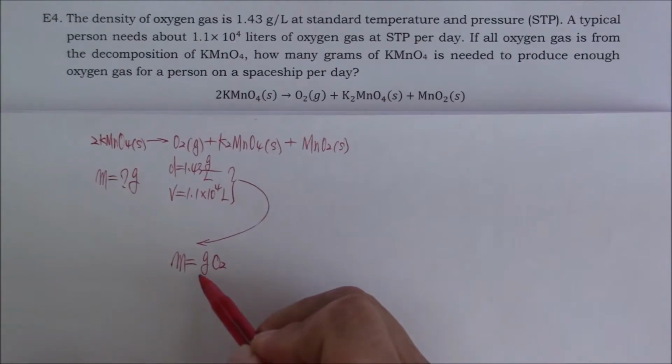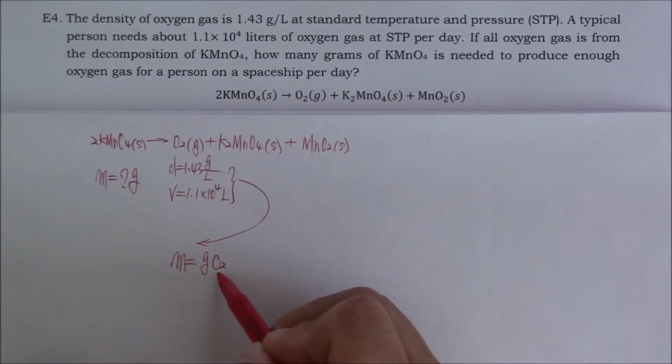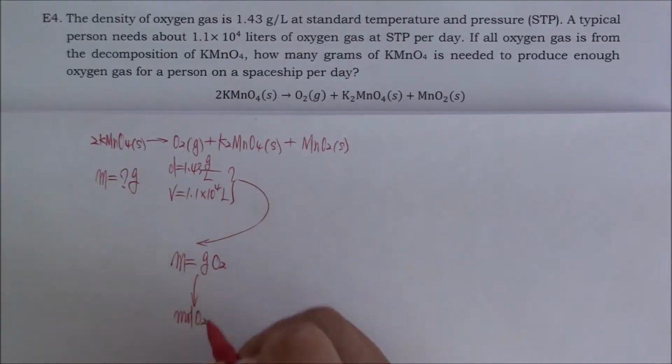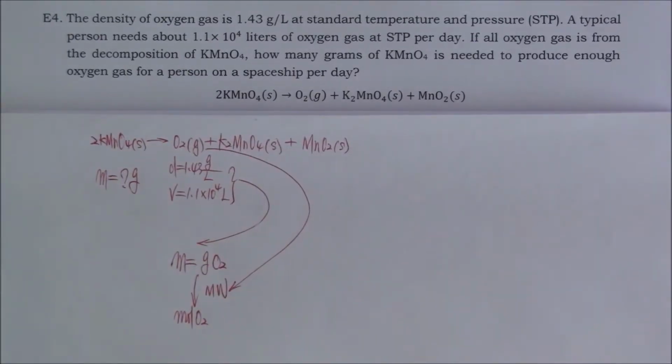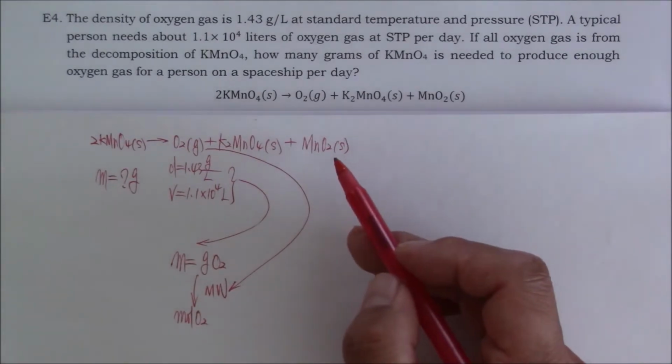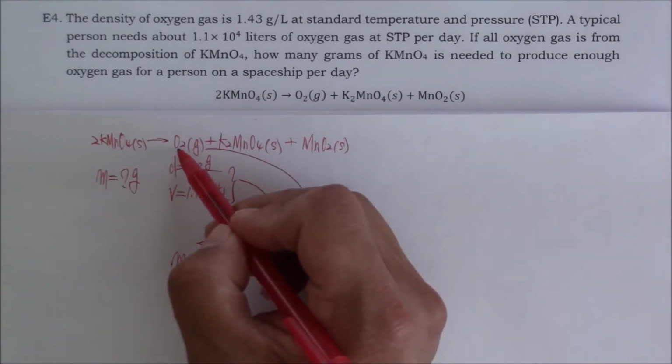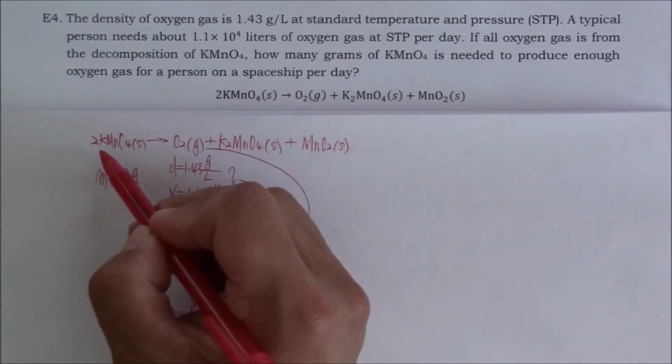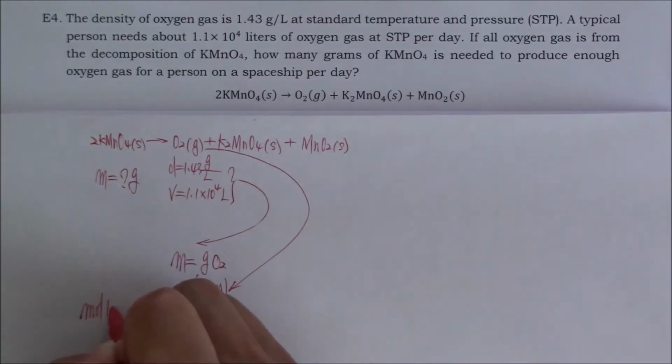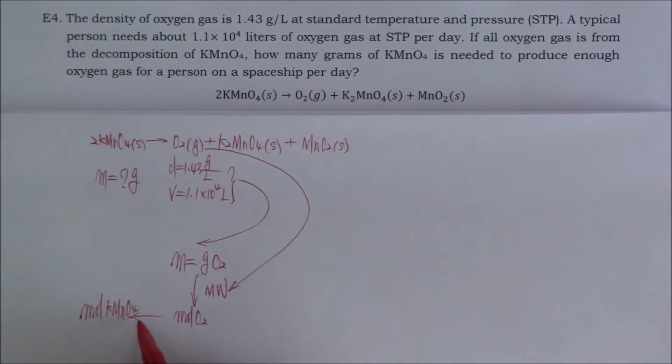Once we get the mass in grams of oxygen gas, we can convert the mass in grams of oxygen gas into moles of oxygen gas by using molecular weight of oxygen gas. The next step is we use the stoichiometric ratio of the balanced chemical equation to convert the moles of oxygen gas into moles of potassium permanganate. This step is called stoichiometry.